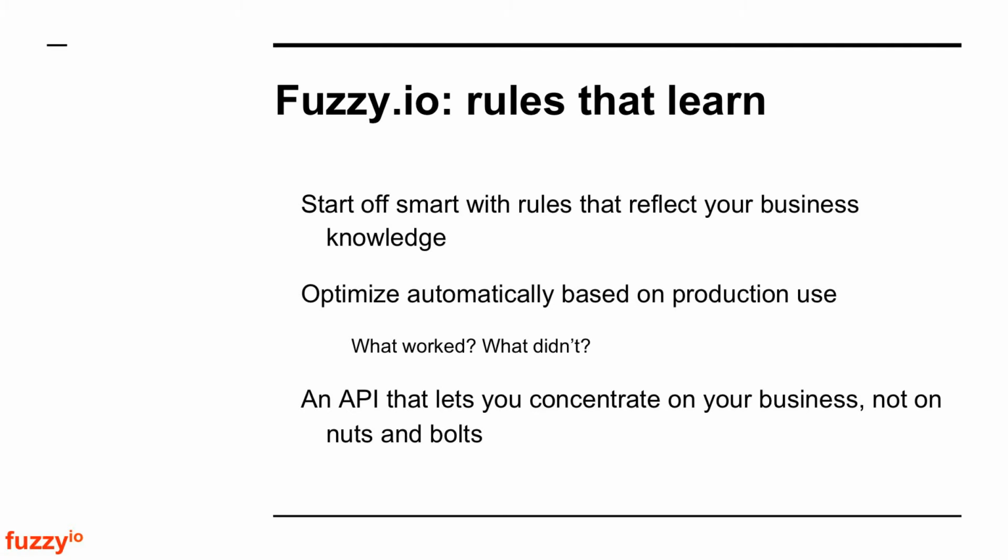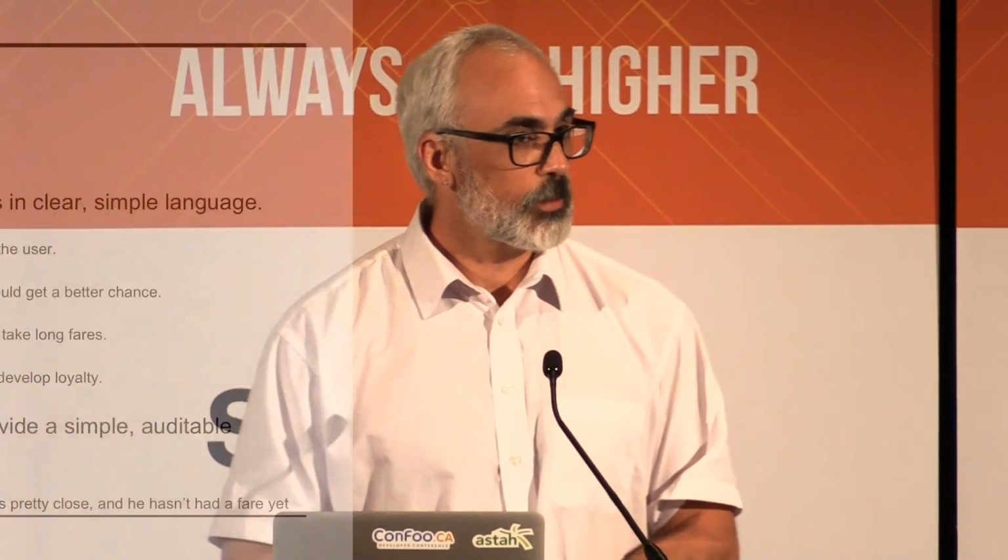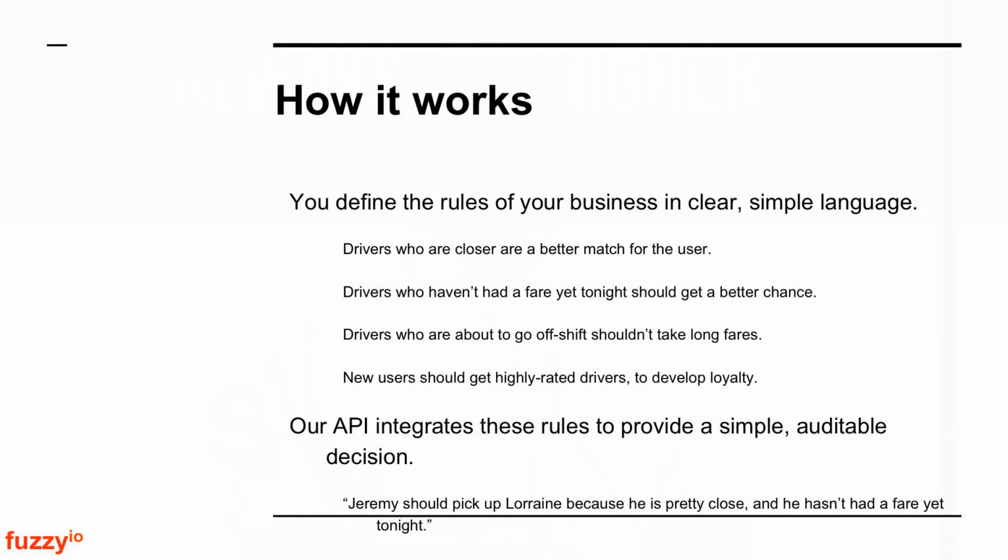What we do is provide a very simple API that hides most of the complexity of this algorithm and lets people concentrate on how their business works and not on how the algorithm works. A classic example might be choosing a driver for a taxi service or a driving service. Defining those rules in a very clear language, and that's what Fuzzy.io lets you do. You could say that drivers who are closer should be a better match for picking up a customer. Drivers who haven't had a fare tonight should be favored. And we're able to combine multiple rules that are potentially conflicting in a way that will smoothly come out with the right answer for your business.